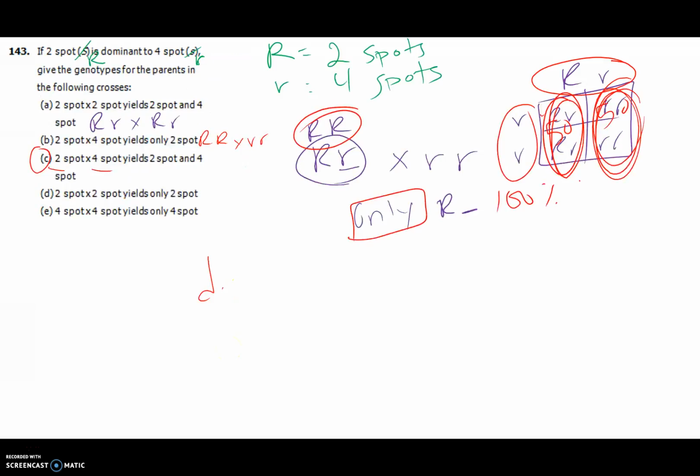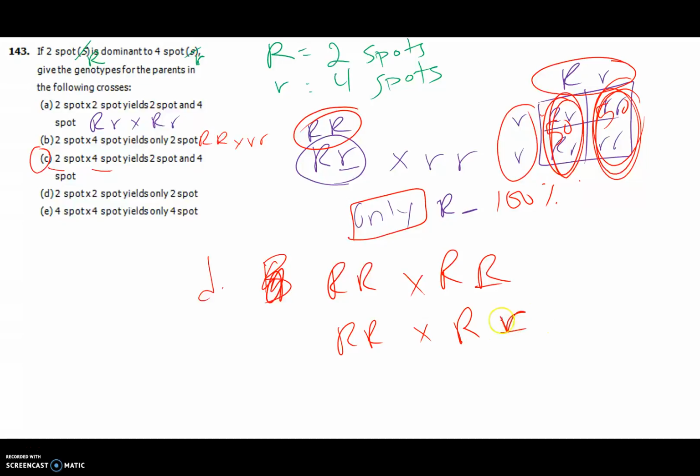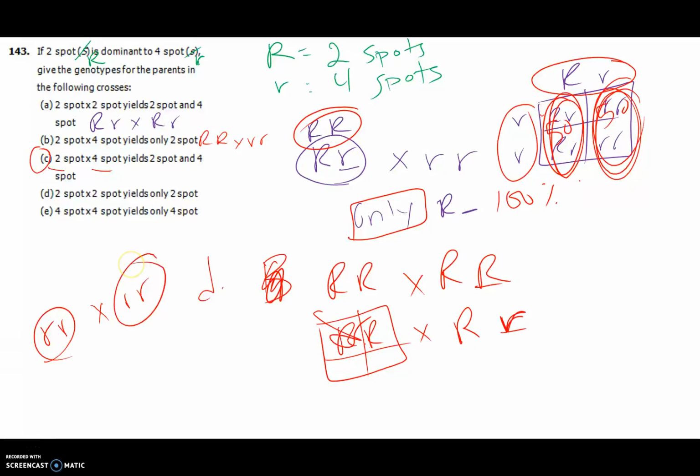So 2 spots and 2 spots yields only 2 spots. That's most likely the answer for this one. You could go like this, homozygous dominant for both of them. But really what it comes down to is it doesn't matter what this allele is because every single individual is going to get a capital R from this parent right here. Okay. And then our last one, 4 spots and 4 spots yields only 4 spots. That's going to be 2 homozygous recessive parents.